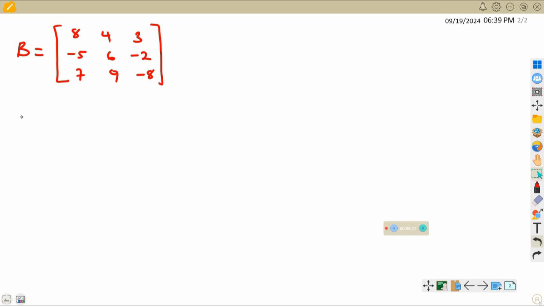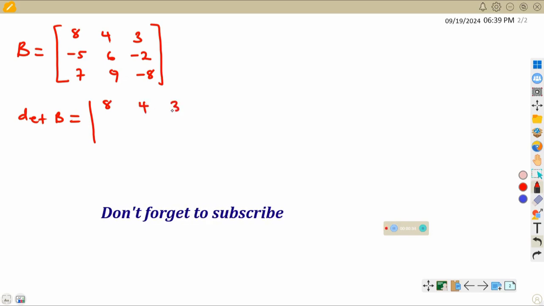So we shall do the same. We are interested in getting the determinant of B. So it will be the same as getting the determinant of 8, 4, 3, negative 5, 6, negative 2, 7, 9, and negative 8. But the determinant of this is the same as getting the first value. We are considering the first row. So the value here is 8.